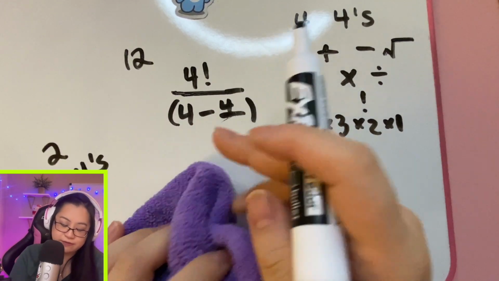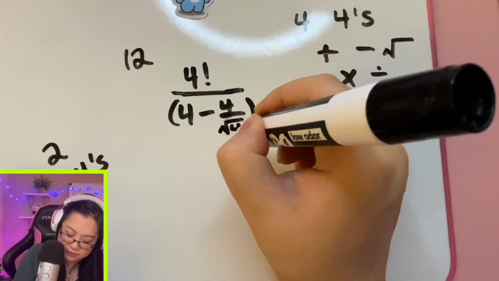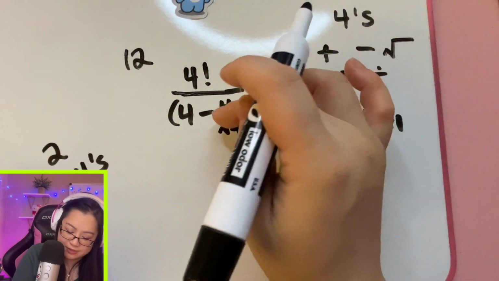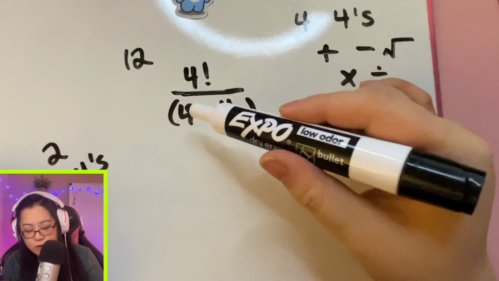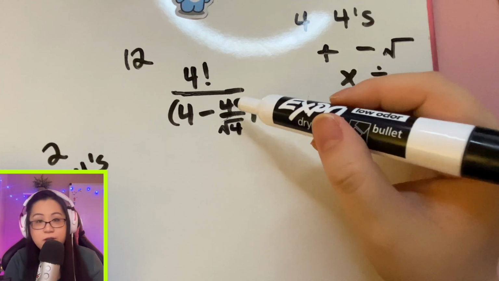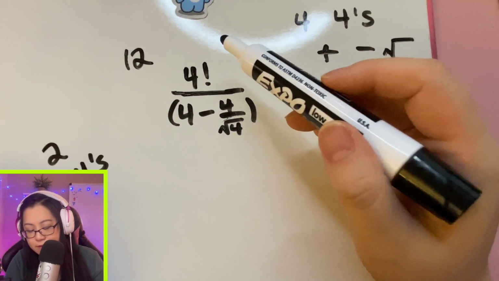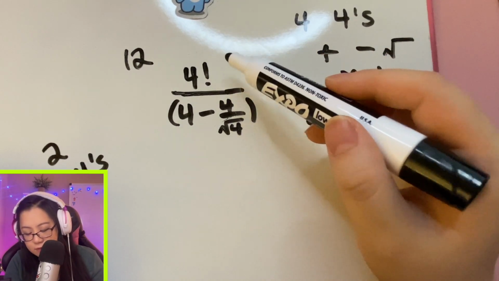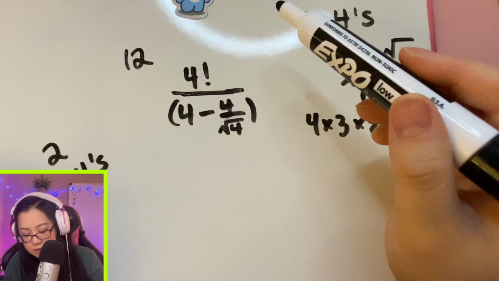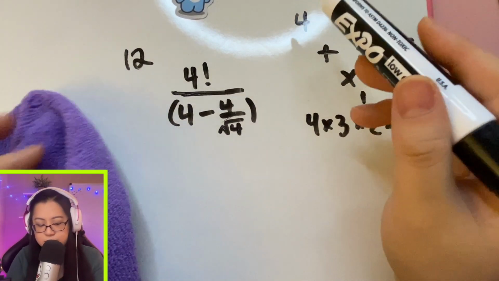This is most definitely not the most efficient one, but it's still fun, so it's okay as long as it works. Okay. 4 minus 4 over square root of 4, so square root of 4 is 2. 4 divided by 2 is 2. 4 minus 2 is 2. 4 factorial, 24 divided by 2 is 12. Does that work? I think it does.